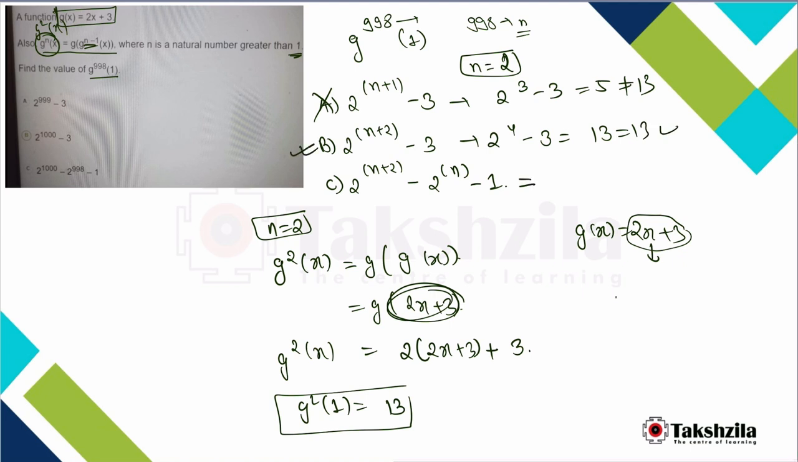Third option: 2 to the power n plus 2, which is 2 to the power 4, is 16, minus 2 to the power 2, which is 4, so 16 minus 4 is 12, and 12 minus 1 is 11. So 11 is not equal to 13, so this option is also discarded. Ultimately our answer is option B.